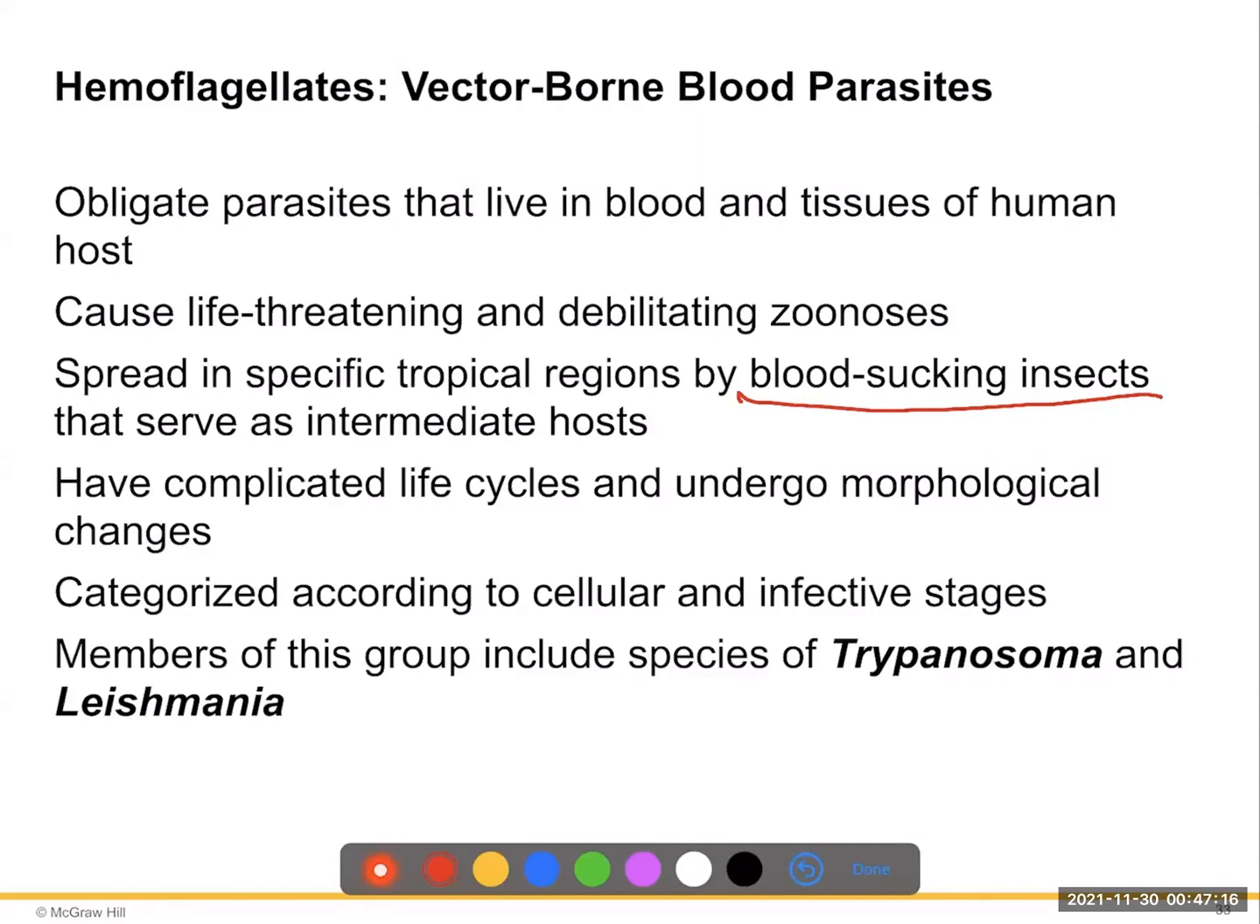What happens is a human has it, is bitten by a mosquito or any kind of blood-sucking insect, and when the insect moves on to another organism, it infects the second organism. So the insects do not get infected by it, but they're carriers of it. They're an intermediate host. They have complicated life cycles that undergo morphological changes, categorized according to their cellular and infective stages. Members of this group include trypanosoma and leishmania.